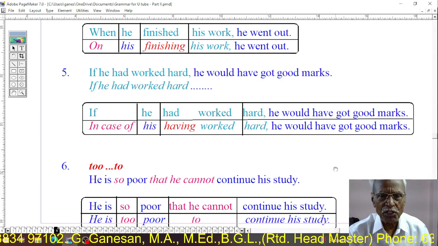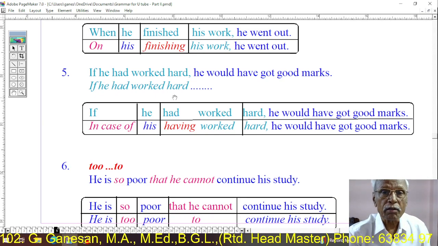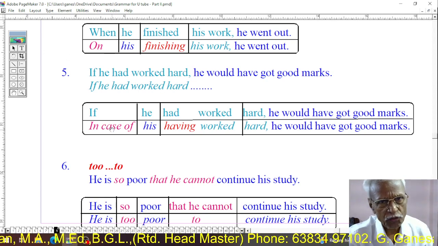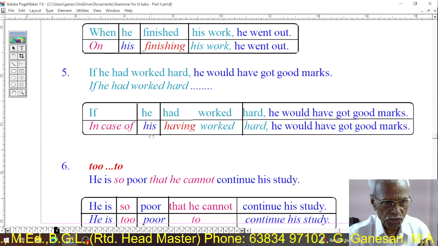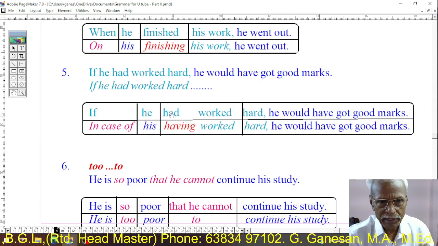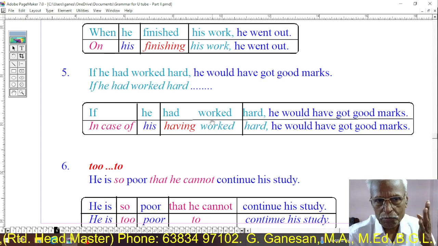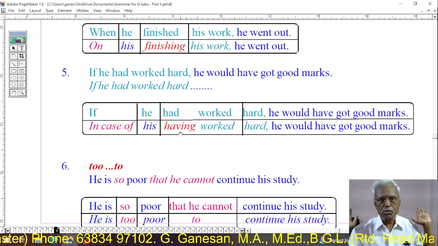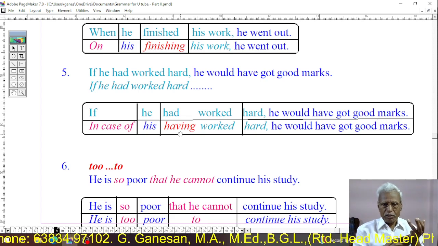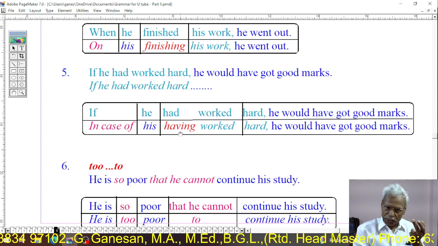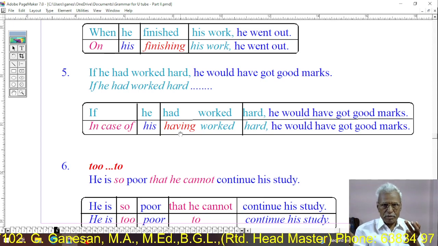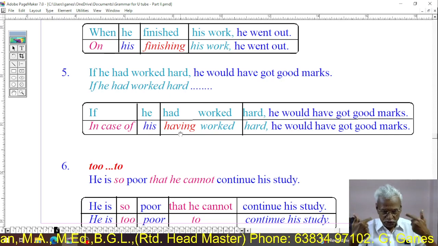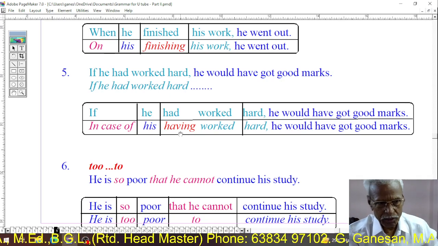Here the subordinate clause is "if he had worked hard". We have to change it into a phrase. "If" becomes "in case of" or "in the event of". Then "he" becomes "his", subject to possessive. There are two verbs, "had worked". Change the first verb into its present participle, that is, "had" becomes "having". Things are over. If he had worked hard becomes: in the event of his having worked hard.